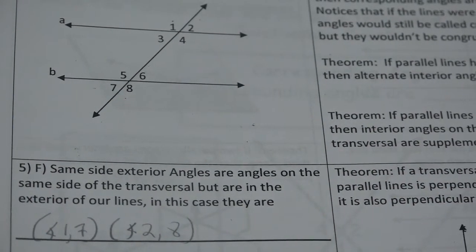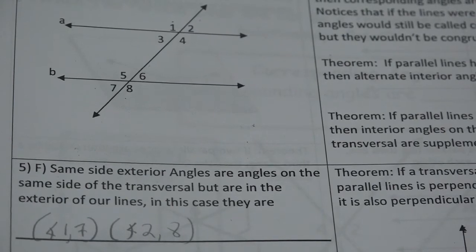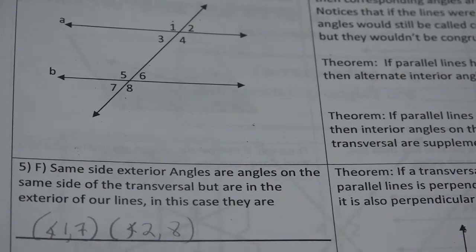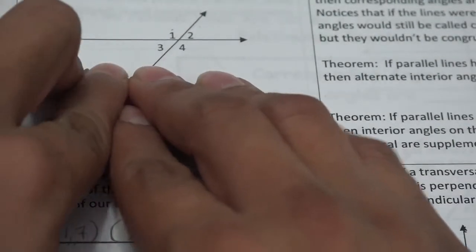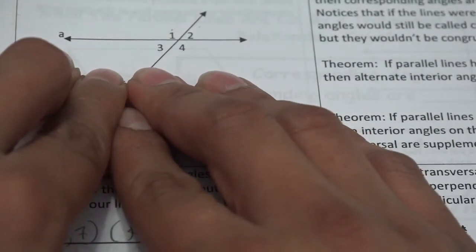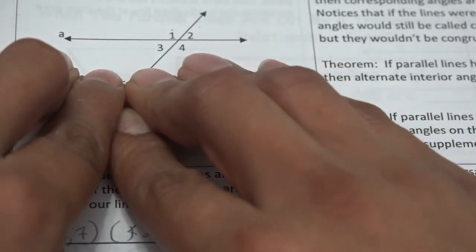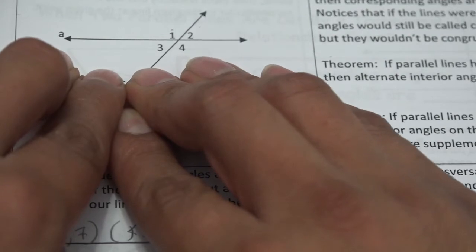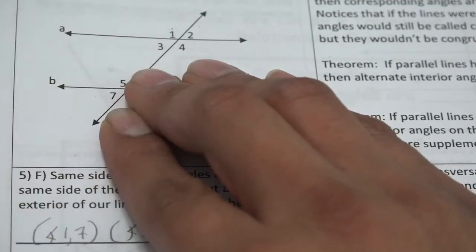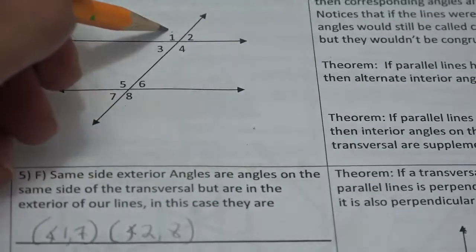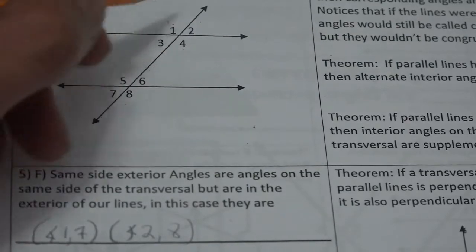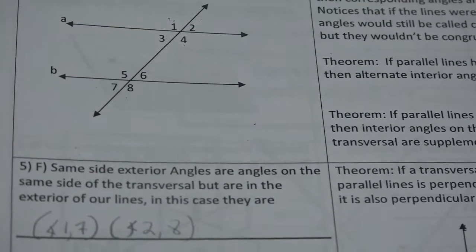Now vertical angles. What are vertical angles? Vertical angles are angles formed by two intersecting lines. Like for example, let's just take a look at this intersecting line right here. These are the two intersecting lines. So vertical angles will be angle 2 and 3. Okay, they are opposite to each other. Therefore, 1 and 4 are also vertical angles. Correct?